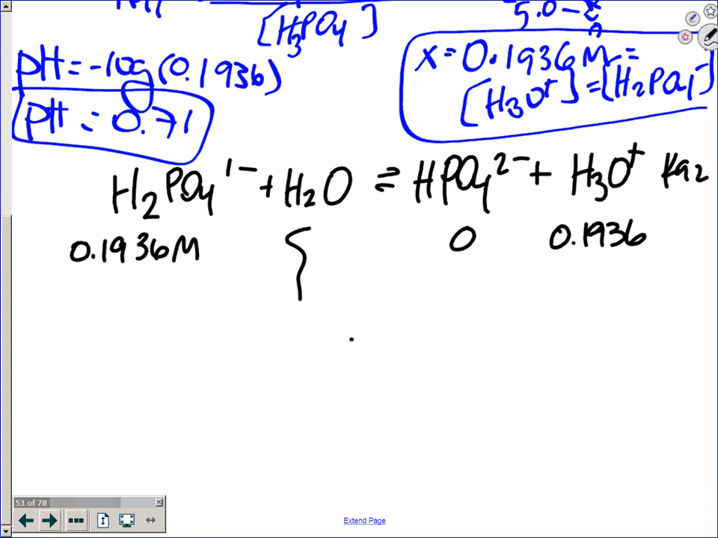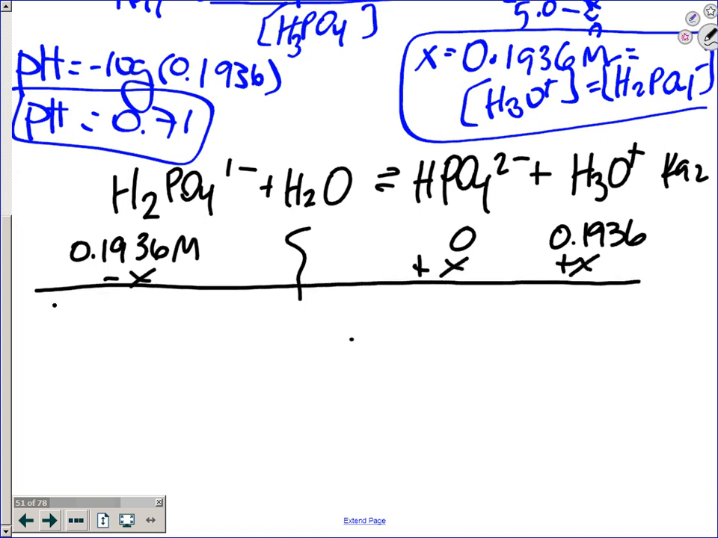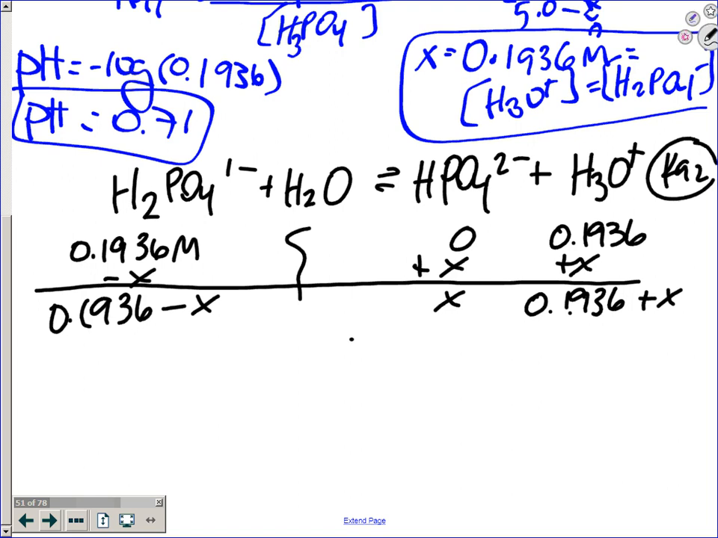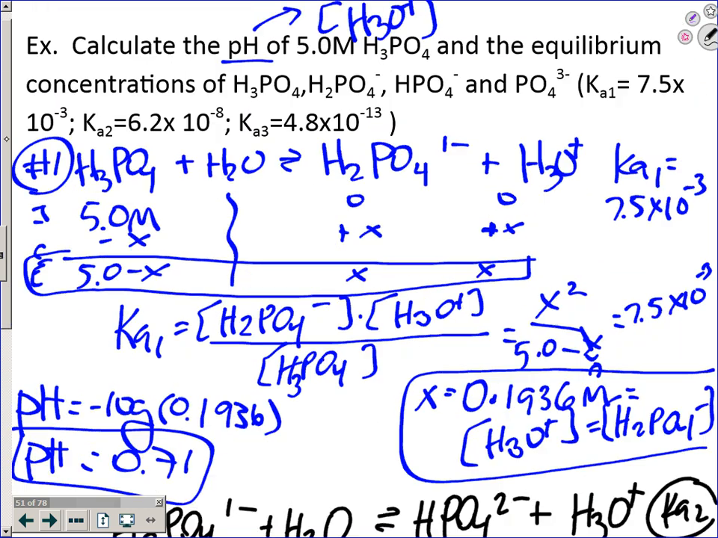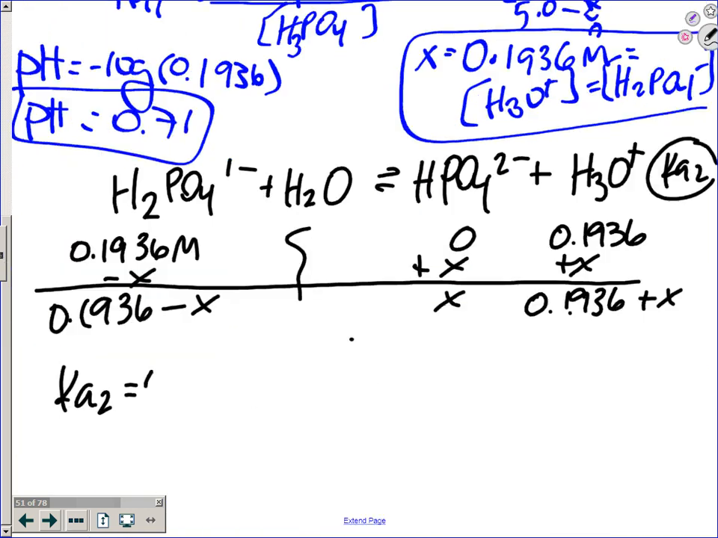All right, so now we go through and allow for this particular ion to undergo its deprotonation by subtracting X, adding X, adding X. So we get 1936 minus X, X, 1936 plus X. So you might already see some simplification that's going to occur, but let's run through the whole process. So this is a Ka2. So our Ka2 value was 6.2 times 10 to the negative 8. I don't know if I copied this question for you.